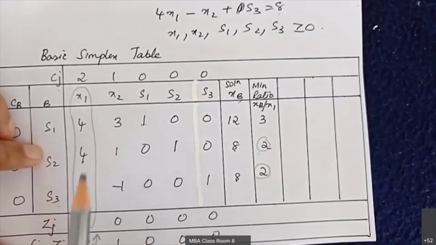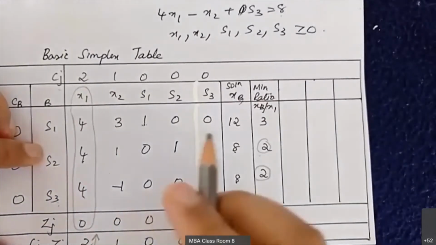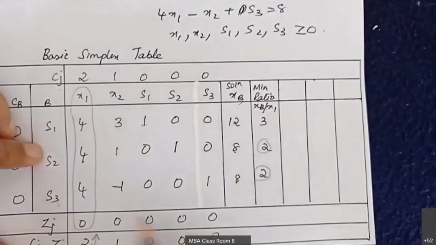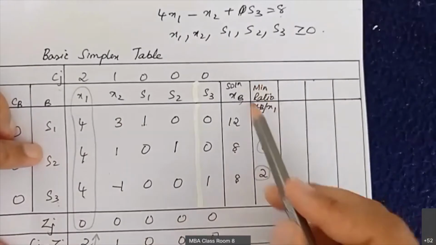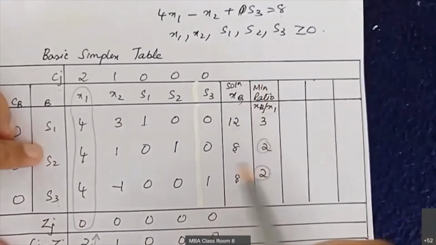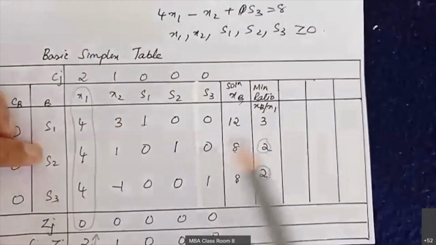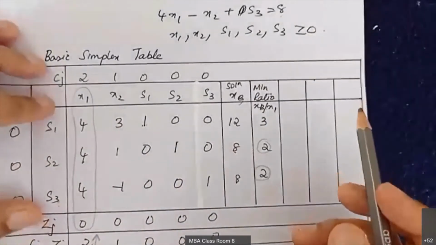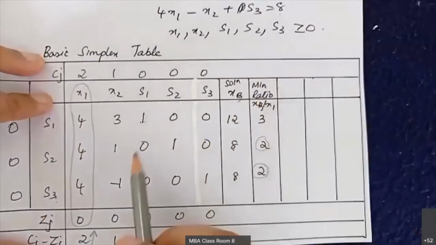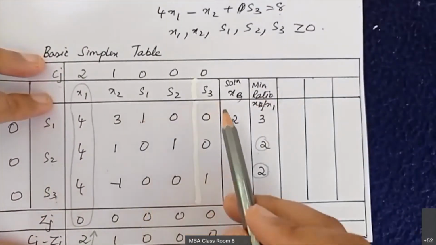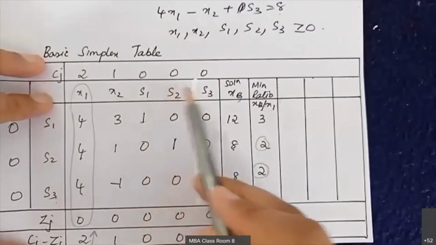In such cases, we have to follow the steps for solving the tie for a degeneracy problem. This situation is called a degeneracy problem, when you are not able to decide which row or which variable is to be the leaving variable. In such cases, you have to follow the following steps. Here, just tell me what is the identity matrix over here. The identity matrix is formed by columns S1, S2 and S3.